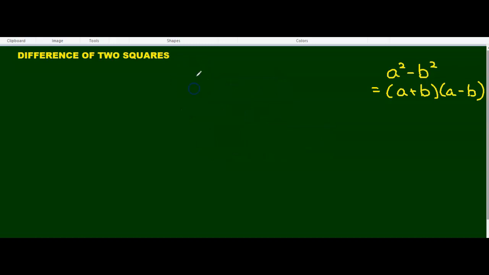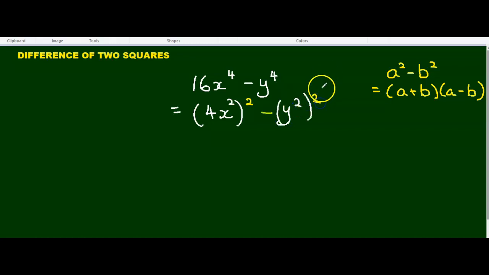Let's try this one. Let's say now we have 16x to the power of 4 minus y to the power of 4 as well. Okay, let's turn this into a perfect square. So I can say that it is (4x squared) squared minus (y squared) squared. Now, do you see now that our a is 4x squared and our b is y squared?